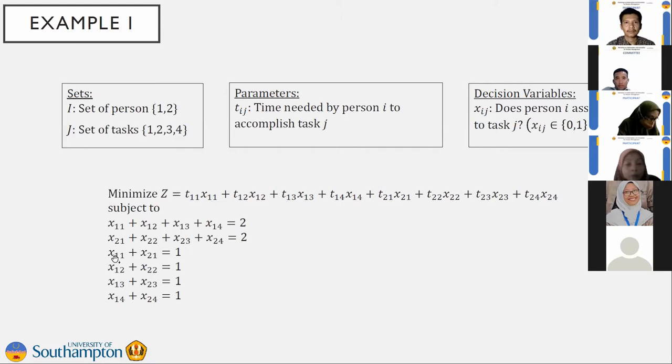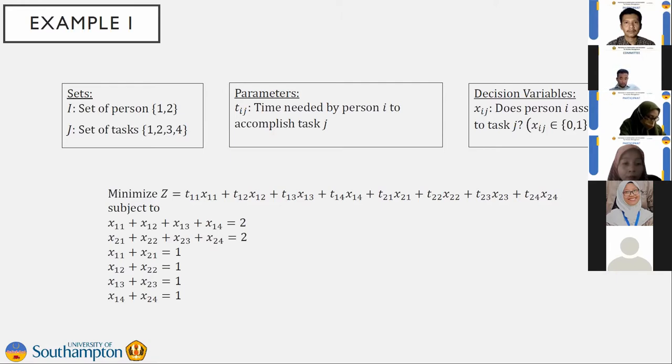Let's say X1 and X21 is zero because Stephen is not doing cooking. So the one who does the cooking should be one person. I mean, each particular task is done by one person. So this is what we can do to build a model.